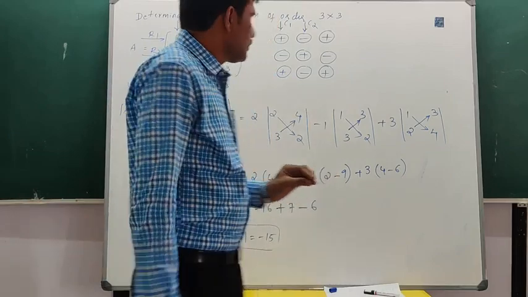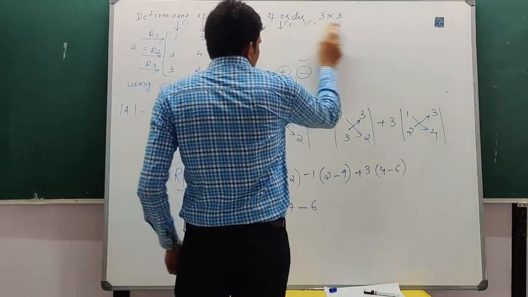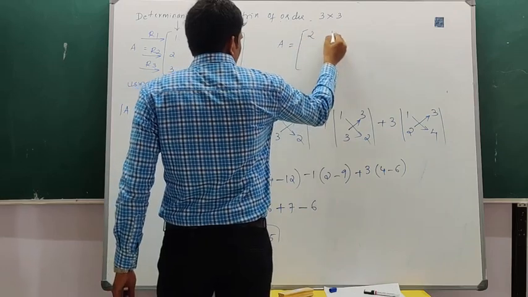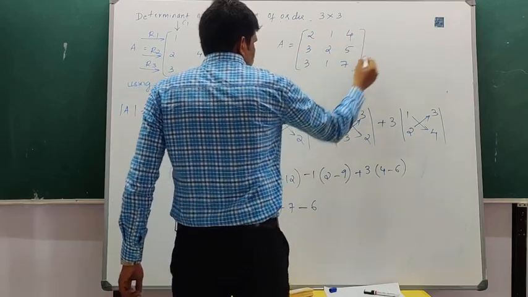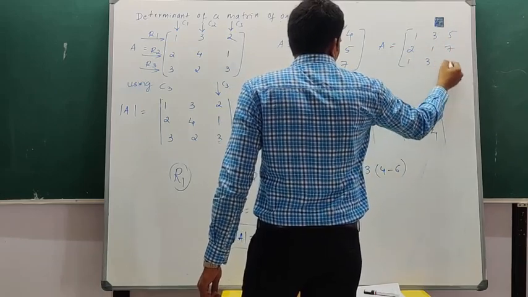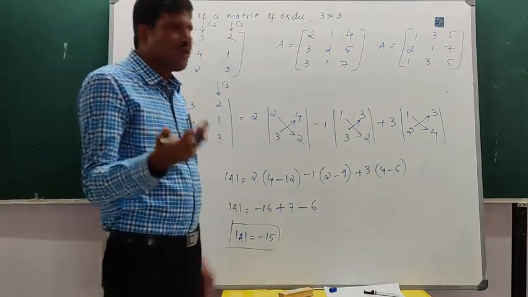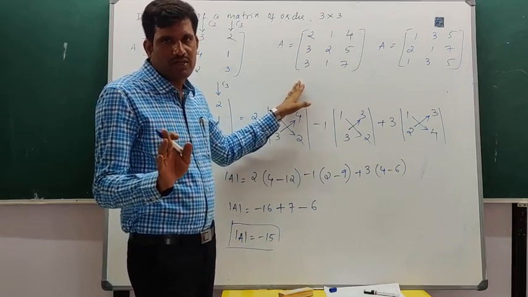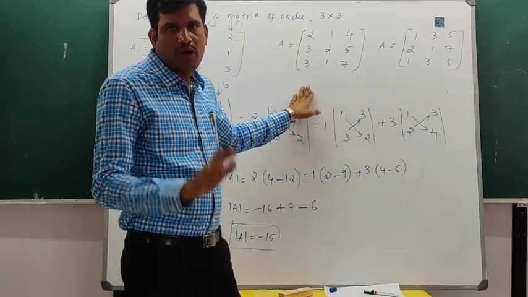This is very important, so practice the expansion of 3 cross 3 matrix as much as possible. I will give some examples of expansion of a matrix of order 3 cross 3. Matrix A is equal to 3, 2, 1, 4, 3, 2, 5, 3, 1, 7. Matrix A is equal to 1, 3, 5, 2, 1, 7, 1, 3, 5. Just try to expand these two matrices by using any row or any column. If you want, you can expand by using R1, R2, R3 and similarly C1, C2, C3 for your justification. Otherwise it is not necessary. Expand these two matrices of order 3 cross 3 by using any row or any column.